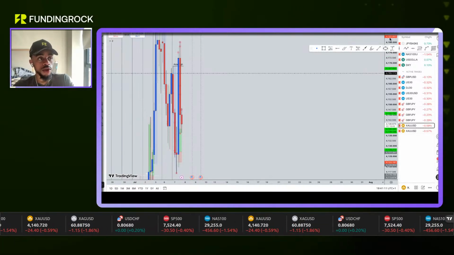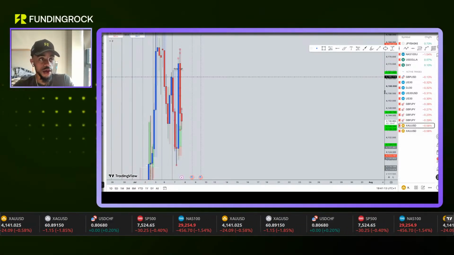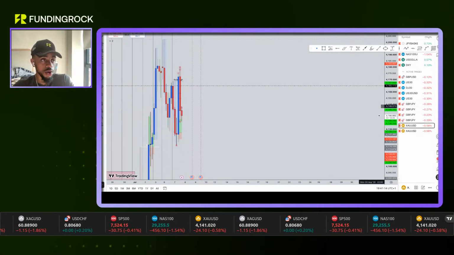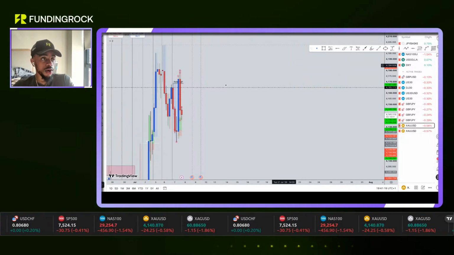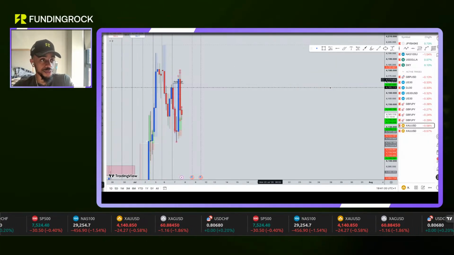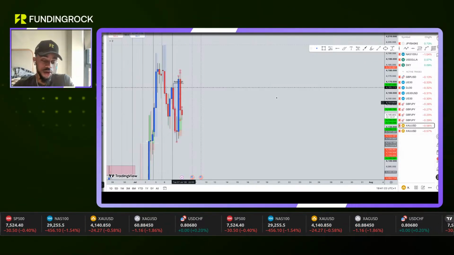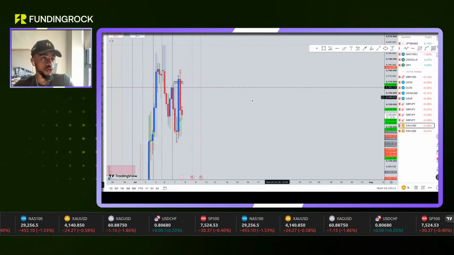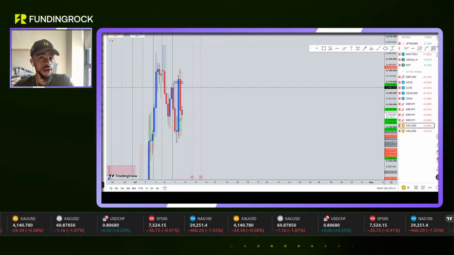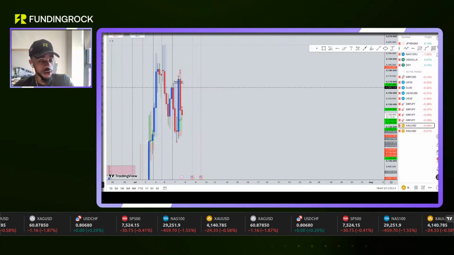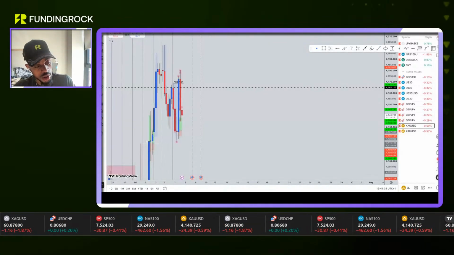On the 4-hour time frame, we have an inverse head and shoulders on our hands right now. Please tell me you guys can see that inverse head and shoulders and it's not just me. I see it clear as day.